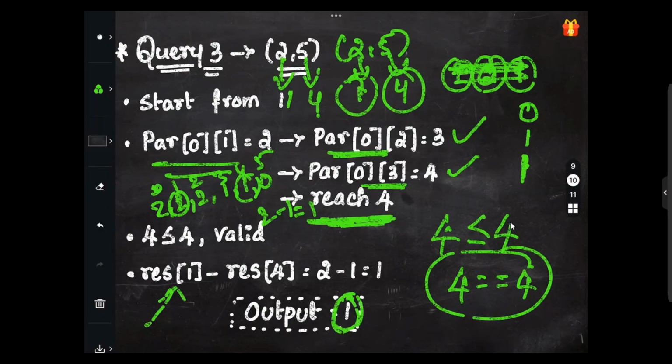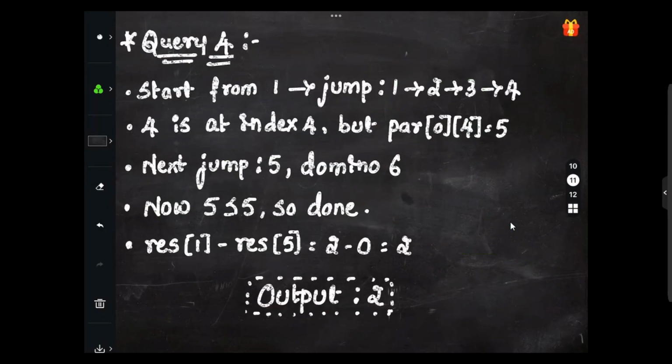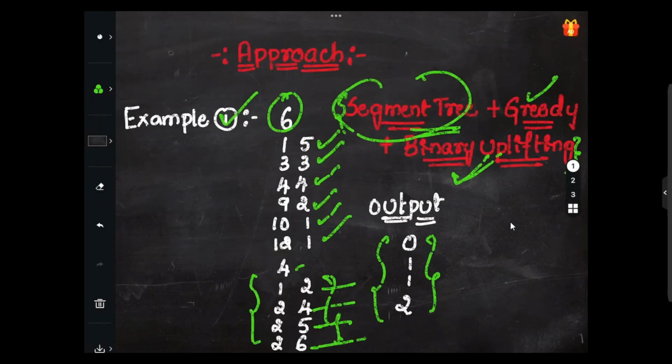Let's move on with the last query, nothing but query 4. Again we'll start from 1. For query 4, what we have here? We have 2 comma 6, right? Just give me a second here.